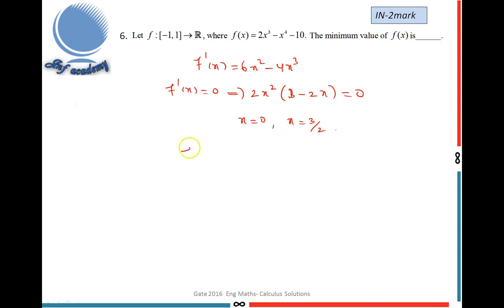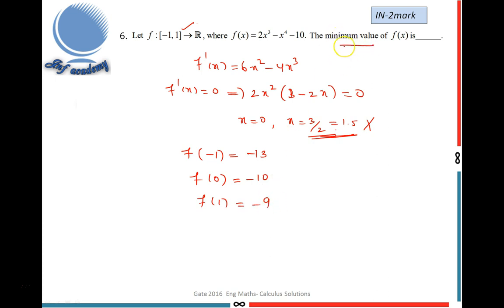First I find f of minus 1, this is equal to minus 13. Here x equal to 3 by 2 means 1.5. This is outside that interval, so you do not take this value. You take the critical point 0 only, because this is inside the interval domain. Okay, so f of minus 1 equal to minus 13. Next f of 0 equal to minus 10. Next f of 1 equal to minus 9.